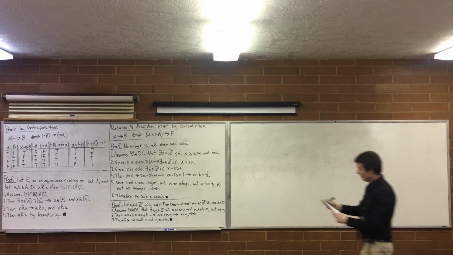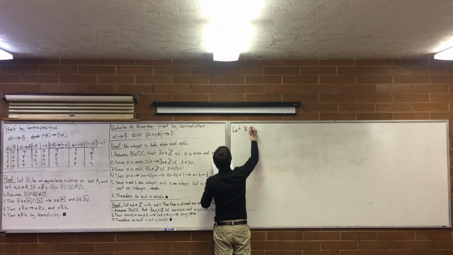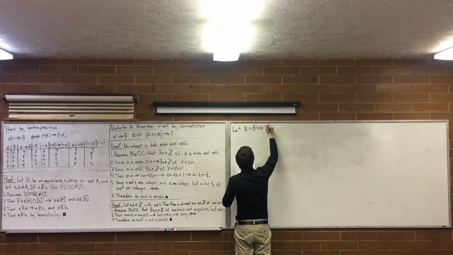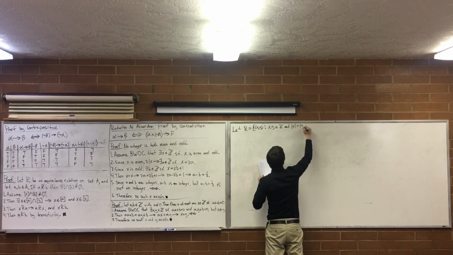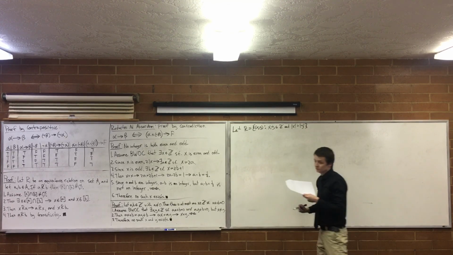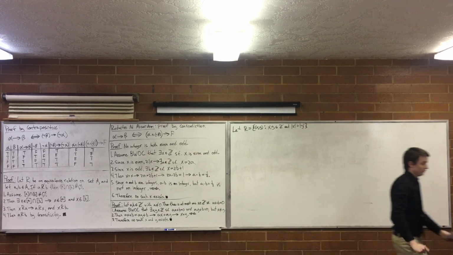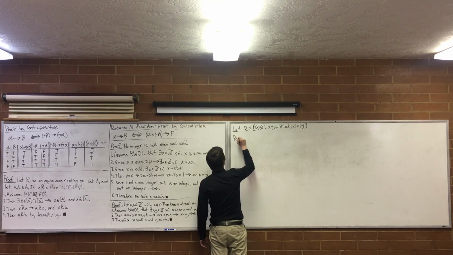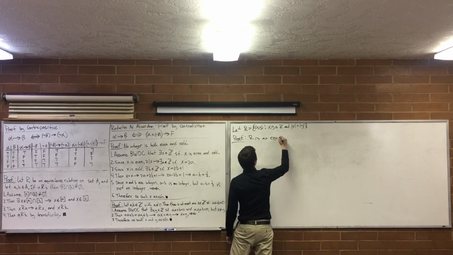Alright. So let's see. Let R equal the set of all ordered pairs such that x and y are integers and the absolute value of x is equal to the absolute value of y. Right? Okay. Now we're going to prove it's an equivalence relation. Right? R is an equivalence relation.